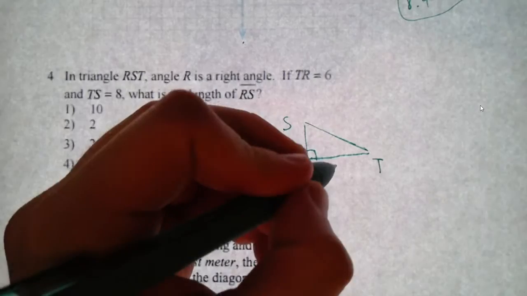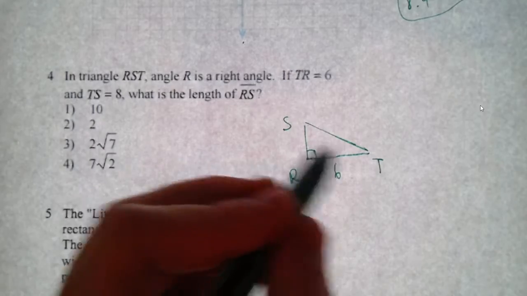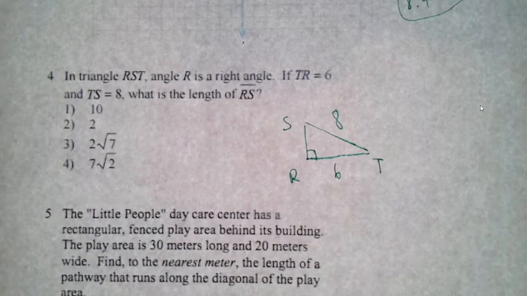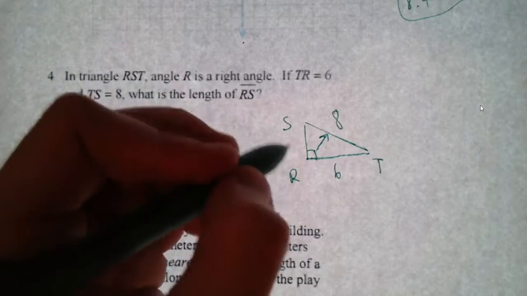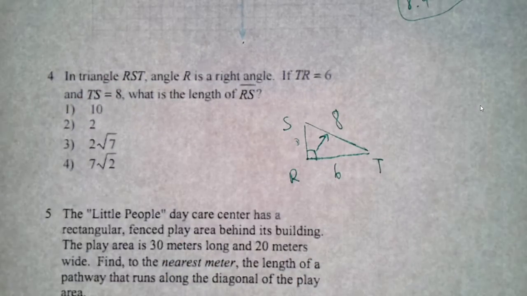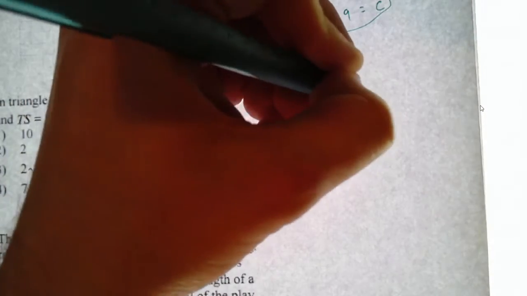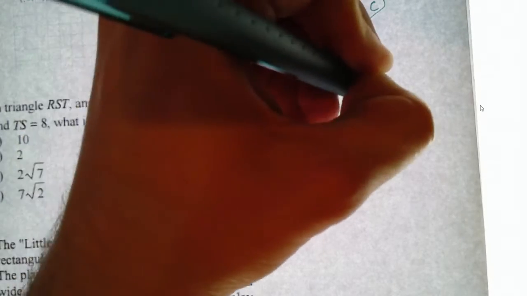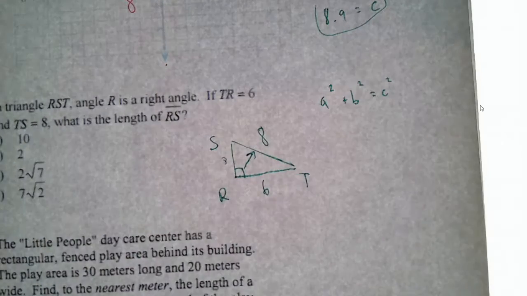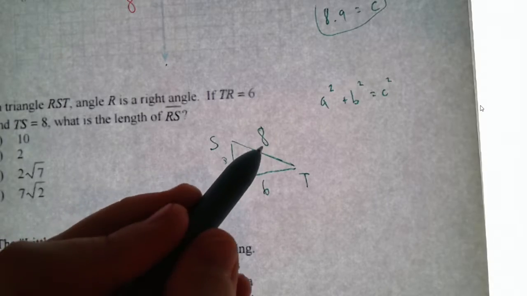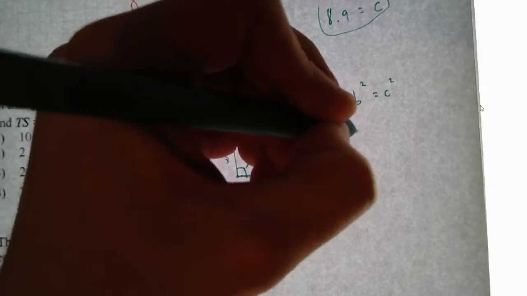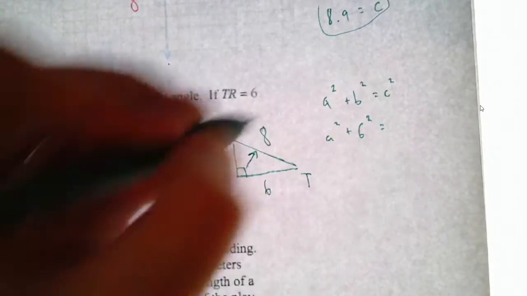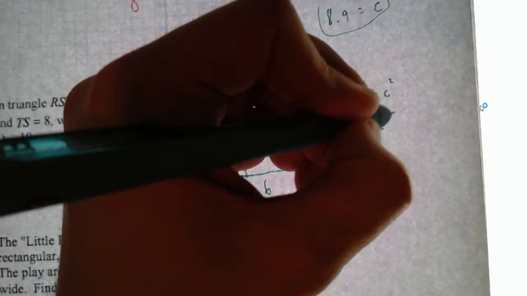TR is 6, TS is 8, and now notice that we are not looking for the hypotenuse, we're looking for one of the side lengths. Well, that's not that big of a deal. I'll still use my Pythagorean theorem, a squared plus b squared equals c squared, but this time I already have c squared, it's 8. So I can say a squared plus 6 squared, one of my legs, should equal 8 squared, my hypotenuse.